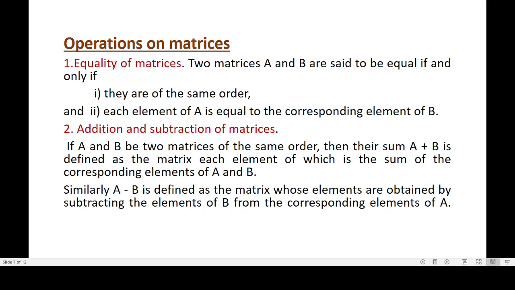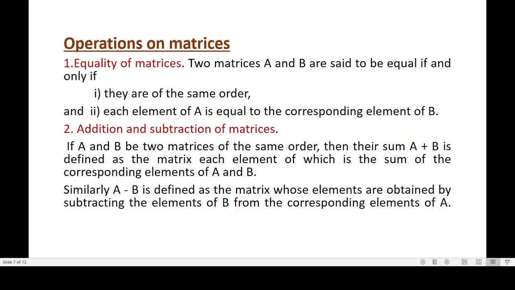Next, let us study operational matrices. Matrices can be added, subtracted, multiplied by a scalar, and multiplied with each other. So when can we add matrices, subtract matrices, and when are two matrices equal? First is equality of matrices.